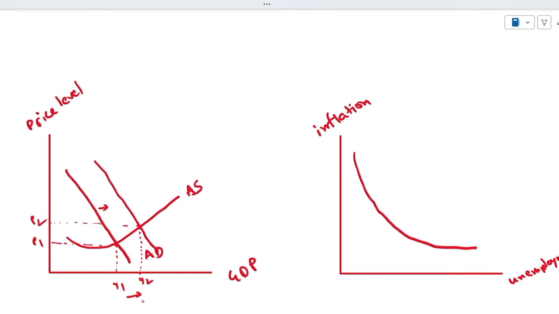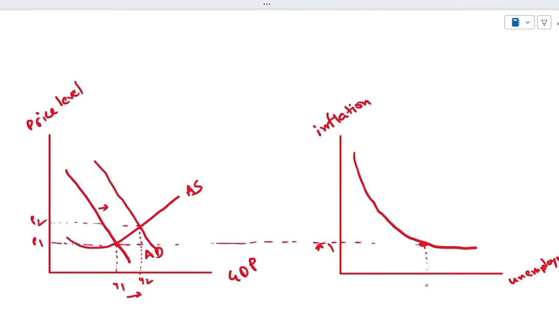So as the GDP increased, then definitely the unemployment will decrease. So let us assume when the price level was P1 and the GDP was Y1, then the unemployment was on this point.